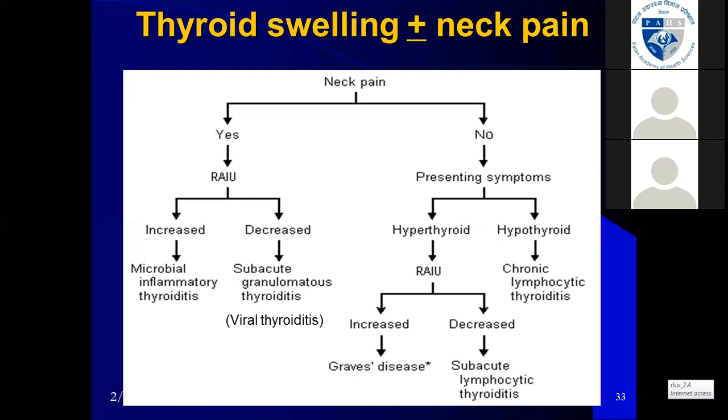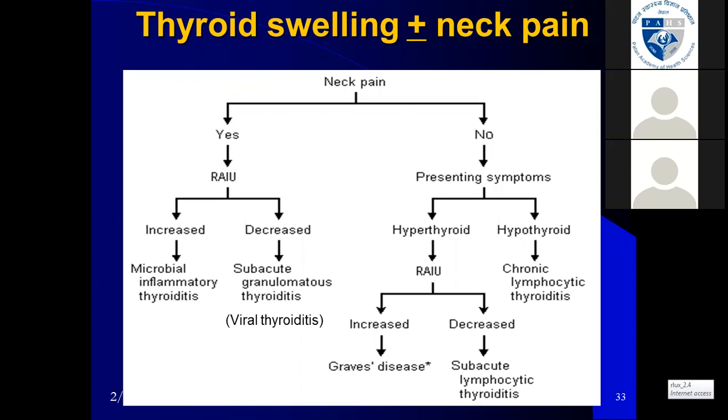But if there is thyroid swelling but no neck pain, at that time we have to go through the presenting symptoms. If there is hyperthyroidism, then again we have to do the RIU, and if radioiodine uptake is increased, then it could be Graves' disease, and if it is decreased, then it could be subacute lymphocytic thyroiditis. This is where RIU is decreased. In hypothyroidism, there could be chronic lymphocytic thyroiditis also.